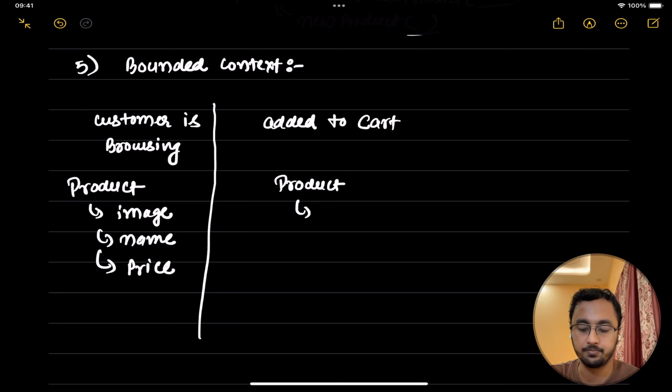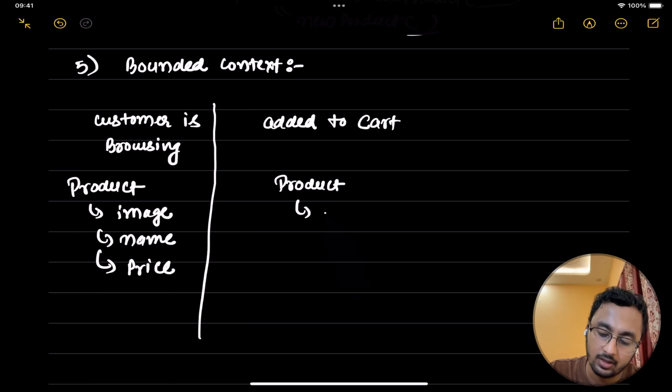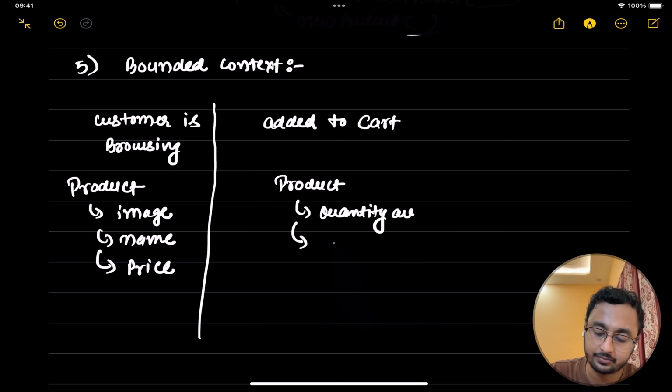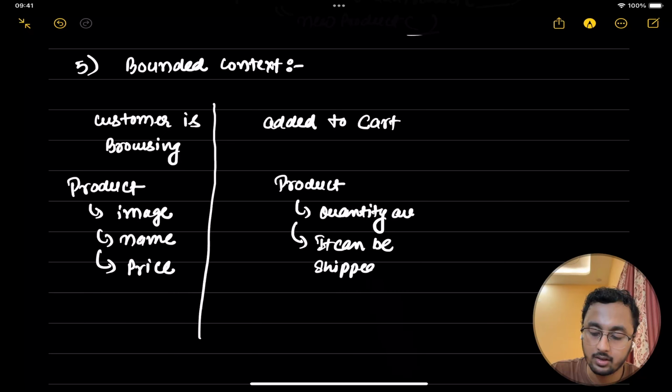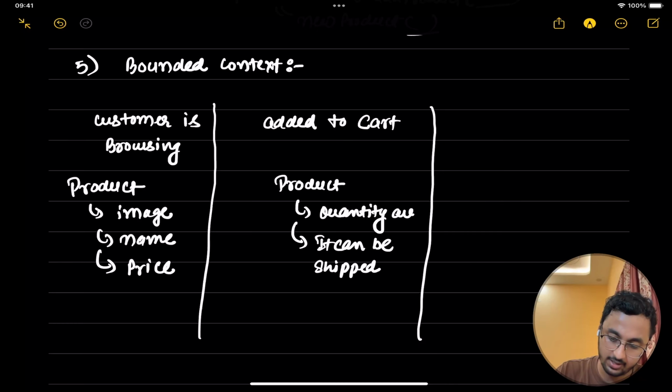Okay, so when the product has been added to cart, the meaning of product changes from just a browsable entity to something that is going to be bought, right? So it has now quantity available, right? It contains a lot more information now, right? If it can be shipped and all of that, right?